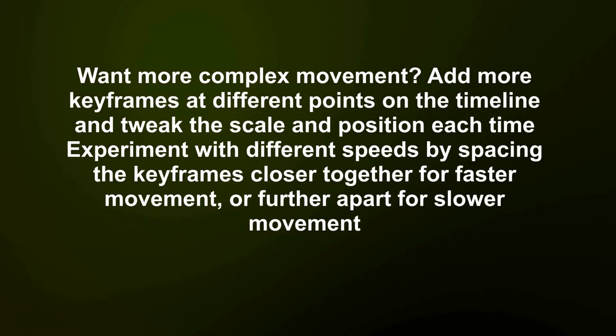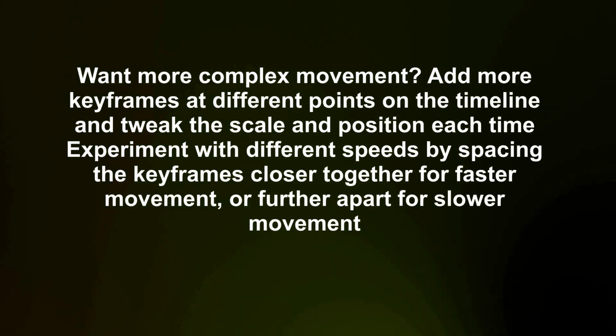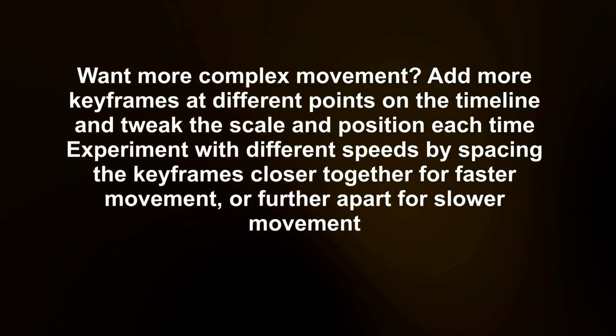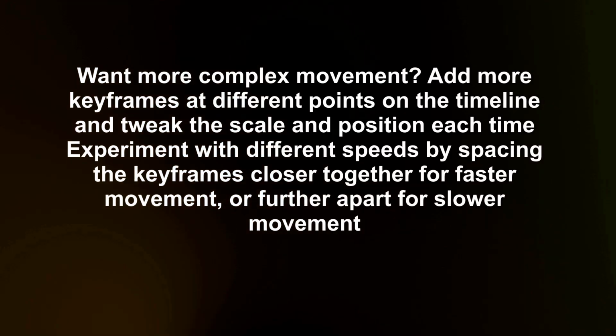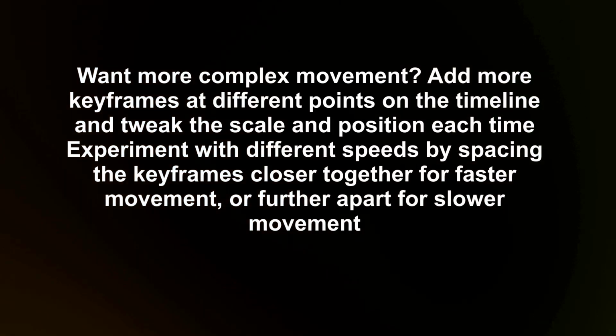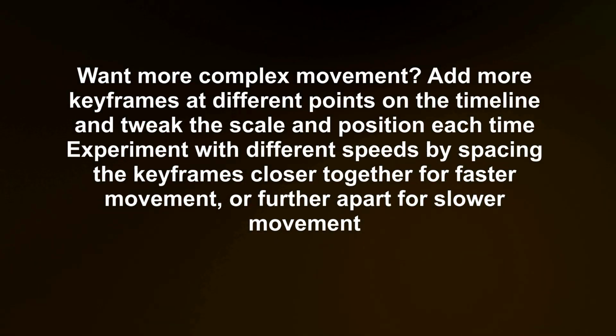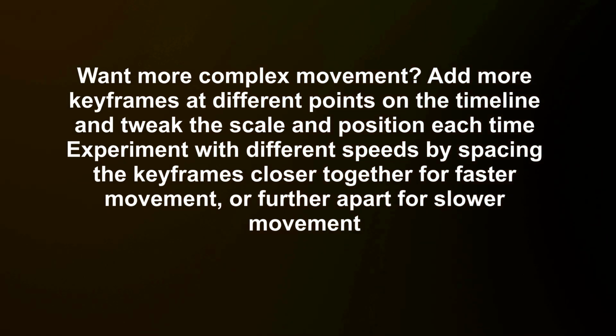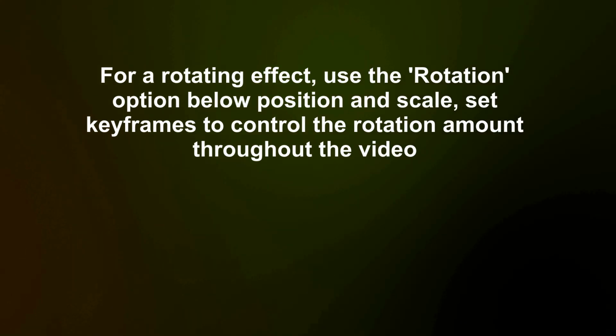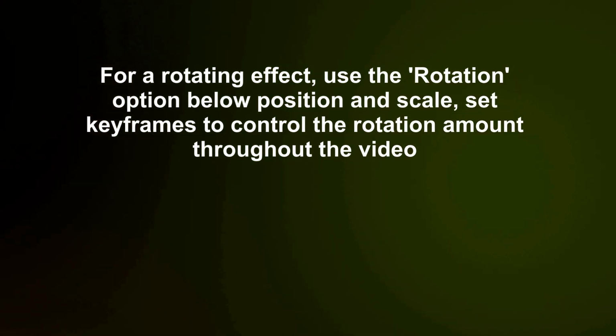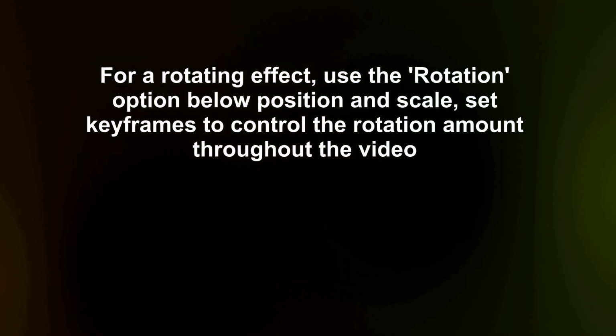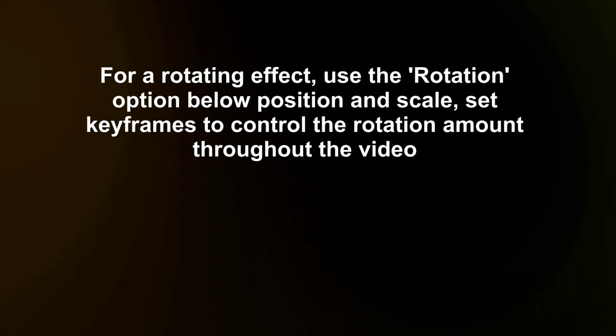Want more complex movement? Add more keyframes at different points on the timeline and tweak the scale and position each time. Experiment with different speeds by spacing the keyframes closer together for faster movement, or further apart for slower movement. For a rotating effect, use the rotation option below position and scale. Set keyframes to control the rotation amount throughout the video.